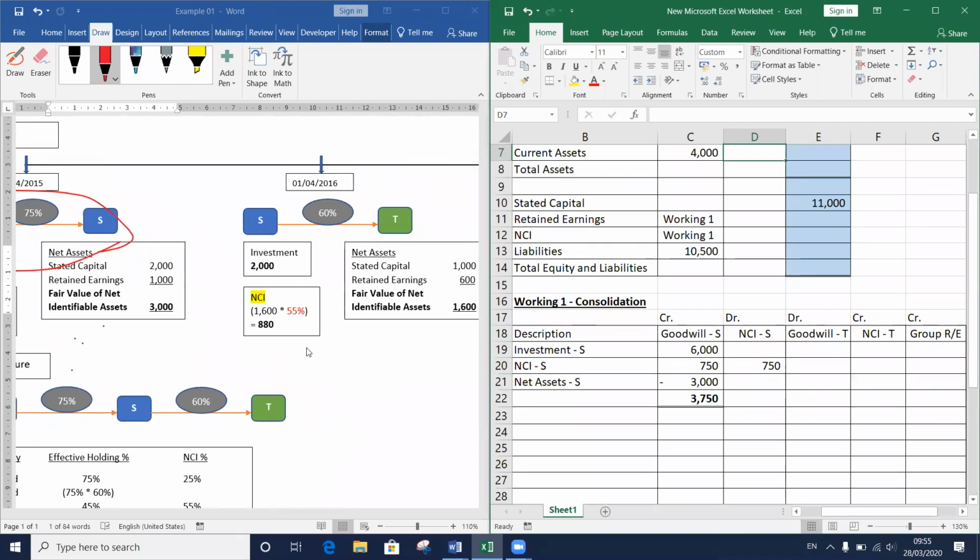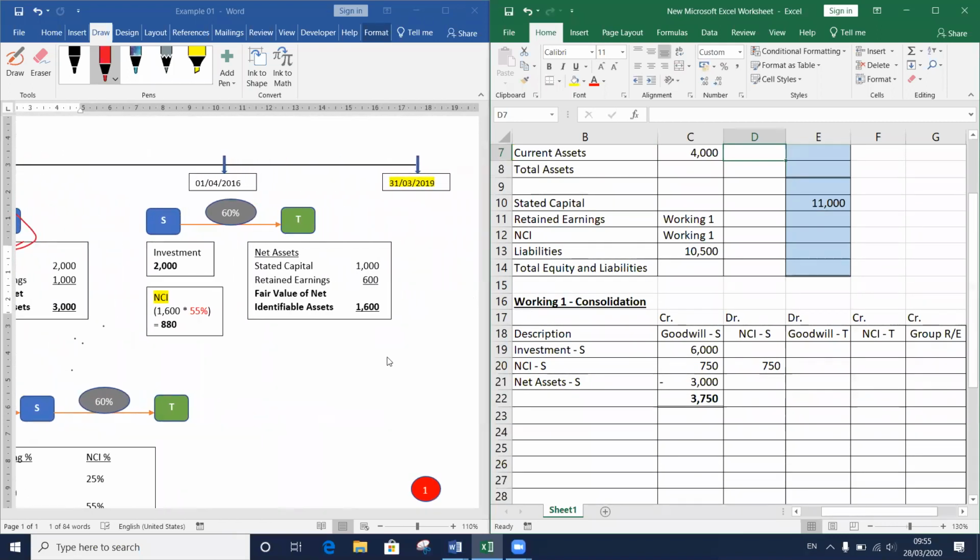Then similarly we also need to calculate the goodwill generated from this acquisition. Right? How do we calculate? We need to consider what? Now not investment in S, but investment in T. For that we need to add the NCI value of T, and from that we need to deduct the net assets amount of T, net asset value of T.